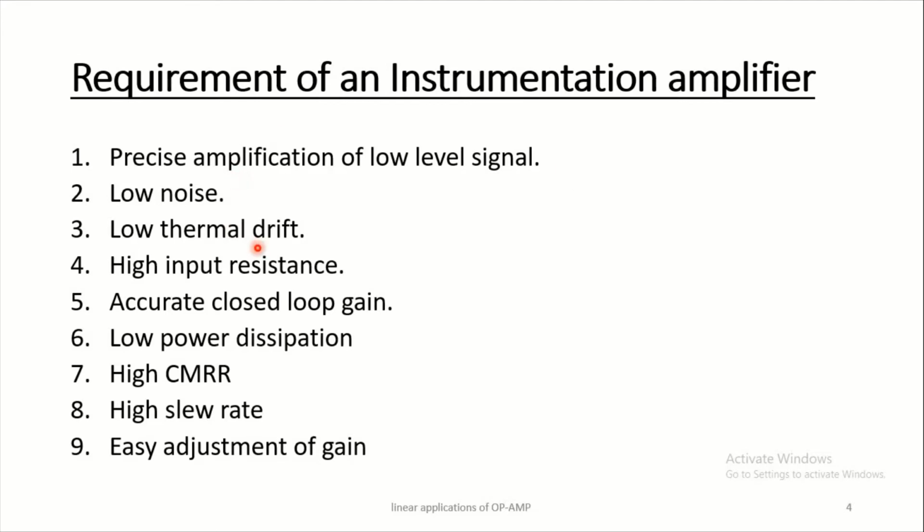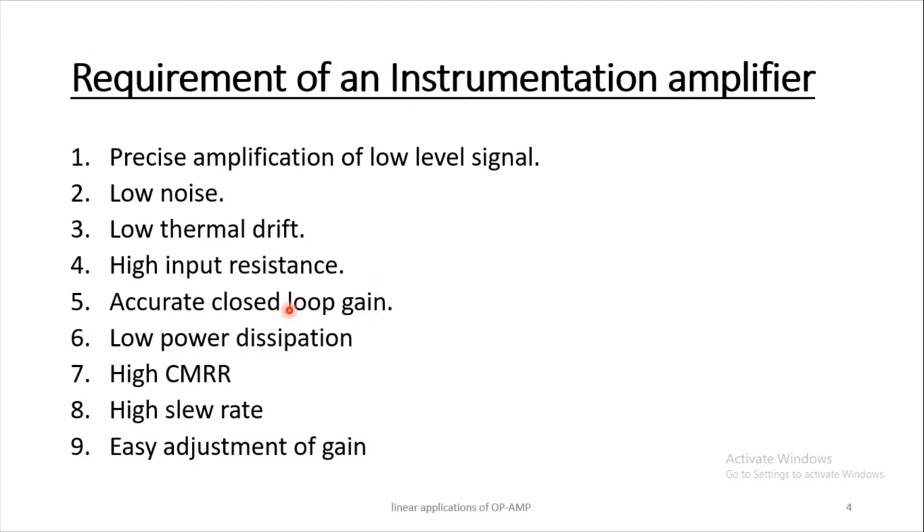The third one is low thermal drift. Thermal drift means variation in temperature at the input side. The parameters of the instrumentation amplifier should not change from their desired values due to temperature variation. The fourth one is high input resistance. The instrumentation amplifier must have a very high input impedance, ideally infinite. This is necessary to avoid loading of the input source. If the input resistance is very high, then we can avoid loading of the input source.